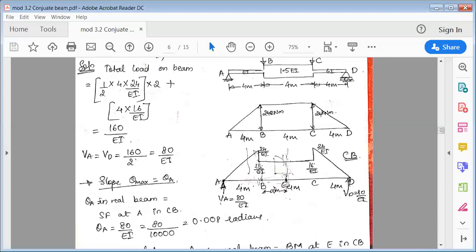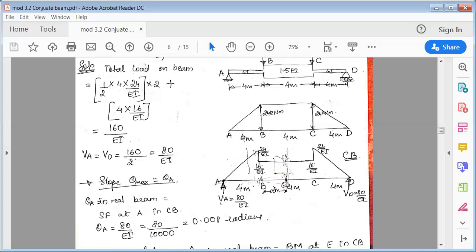Then we're left with the rectangle. Now you can see here, this is 2 meter, this is 2 meter. So total here is 4 meter. So the area of the rectangle is length into breadth. So length is 4 meter, breadth is 16 over EI. So the total load which is acting downwards is, when you simplify this, you'll get 160 over EI. Now, the total 160 over EI is acting downward.